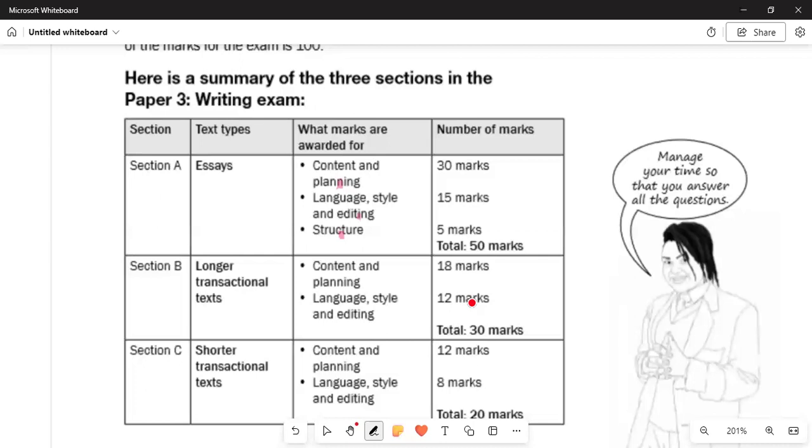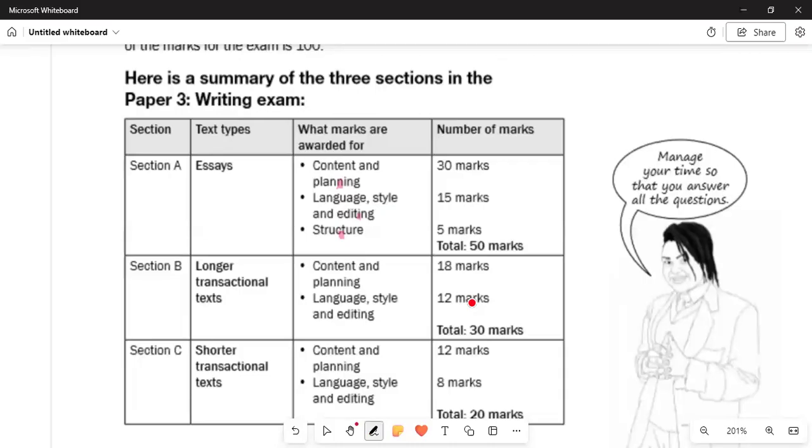In section B, we have the longer transactional text, which is for a maximum of 30 marks. The content should be planned, and it is for 18 marks. Then number 2, the language, style, and editing of this is for 12 marks. So let us understand that the total is 30 marks.